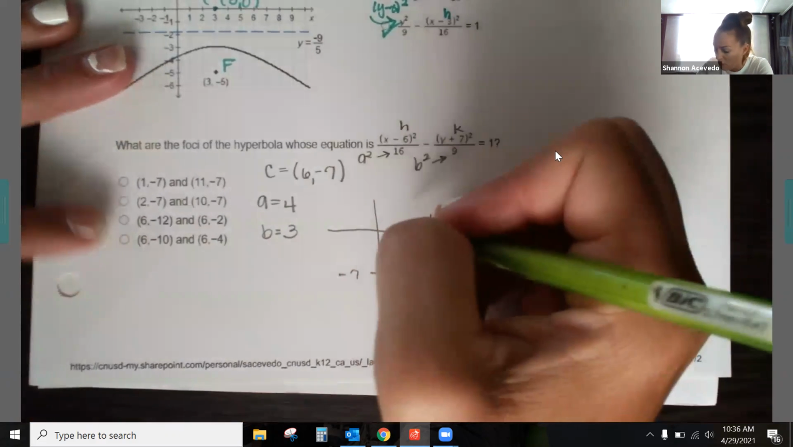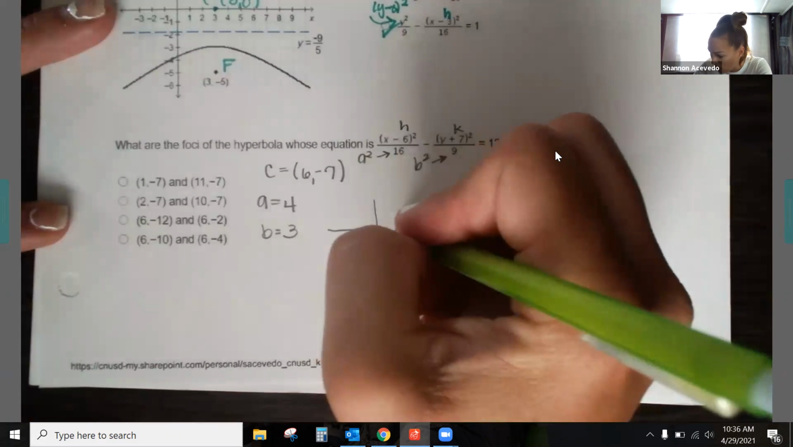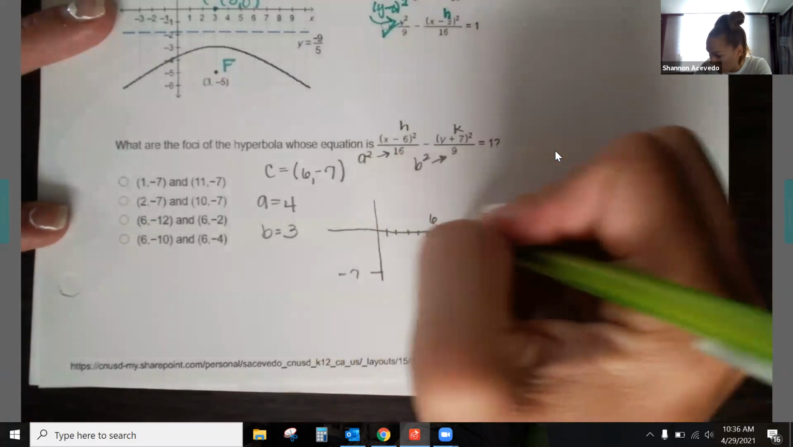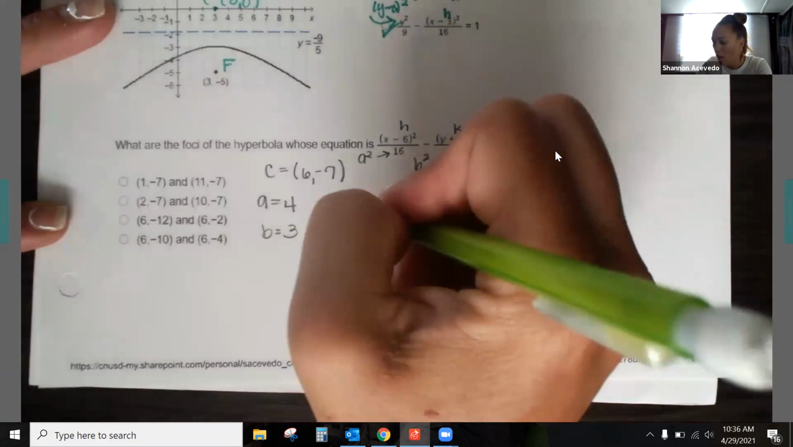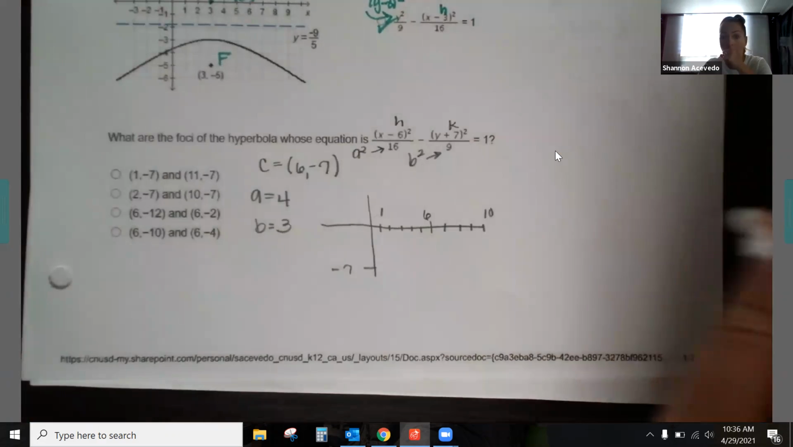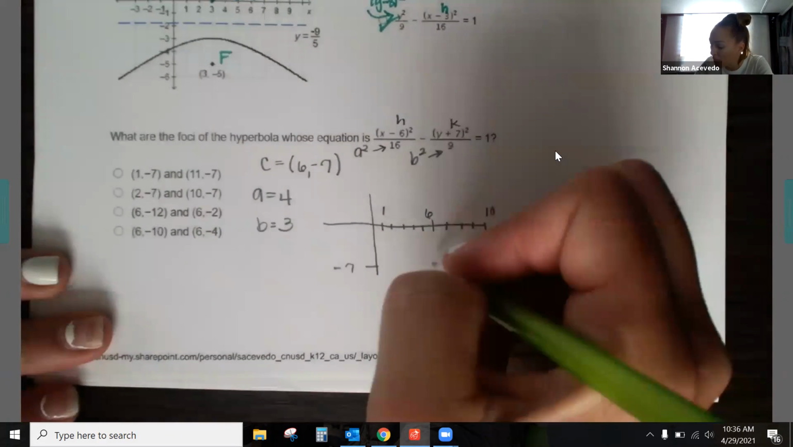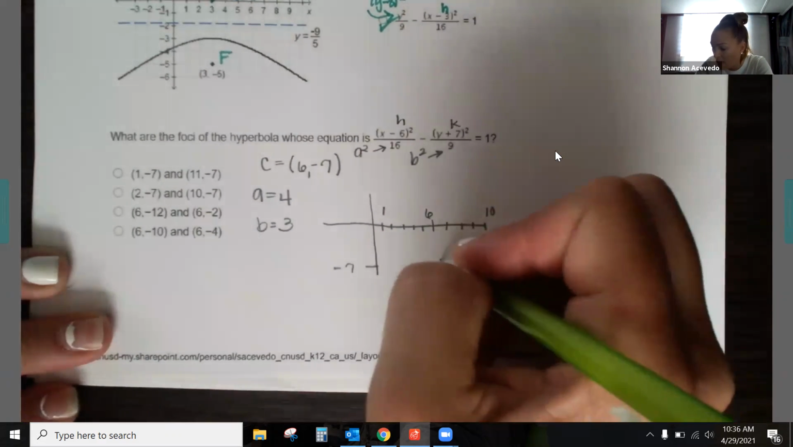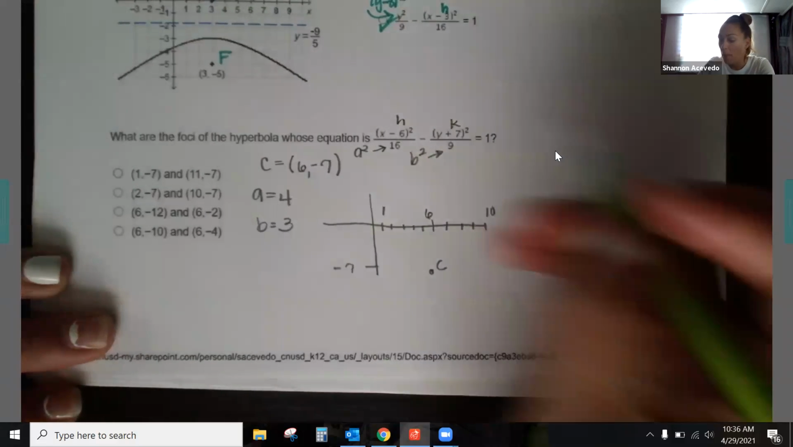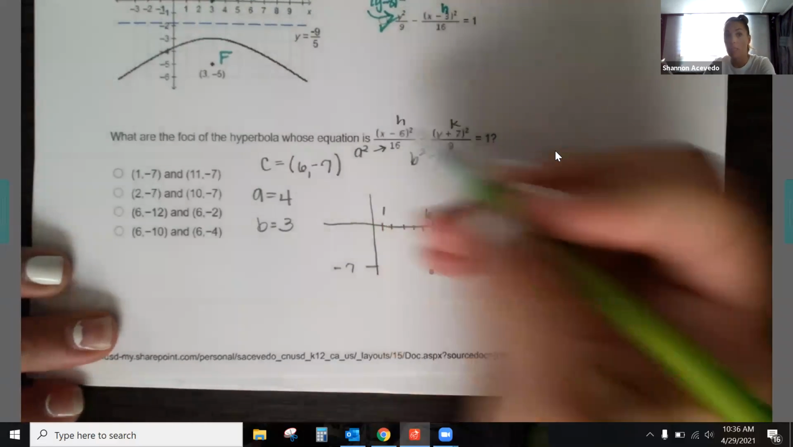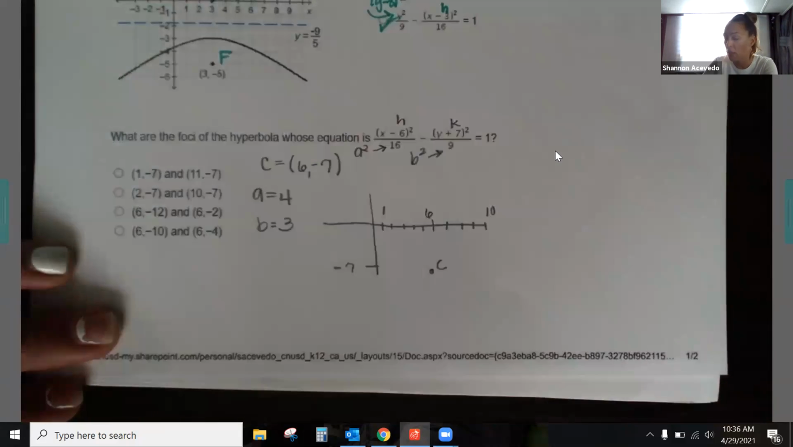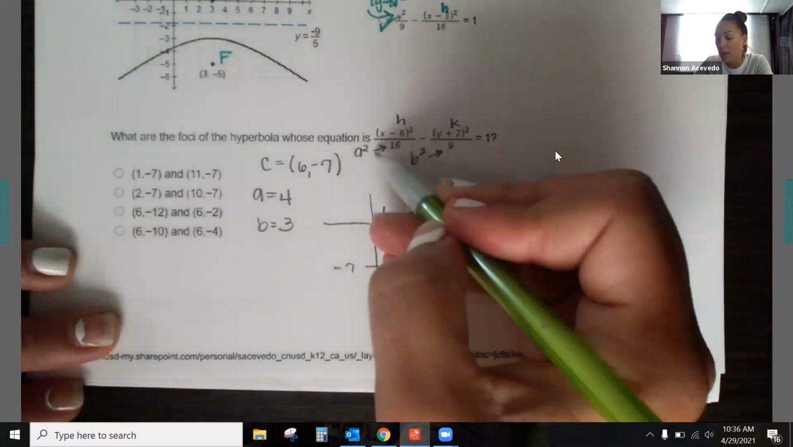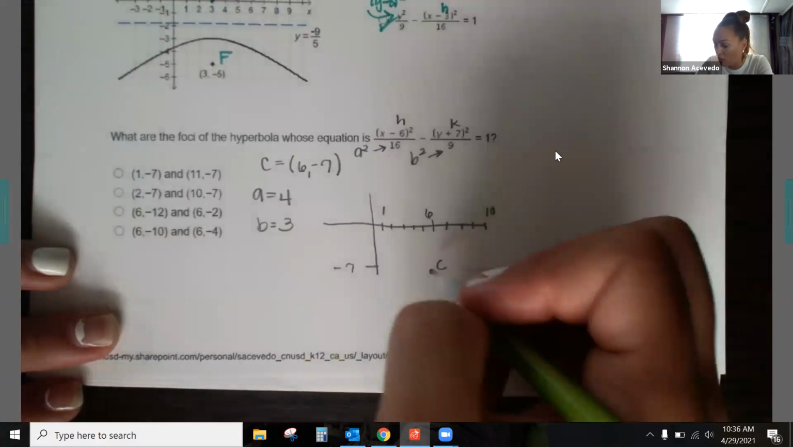-7. Let's see, 1, 2, 3, 4, 5, 6, 7, 8, 9, 10. Okay, so my center here is at 6, -7. My X value is first, which means then that I'm going left and right because the X axis goes left and right. So whatever one's first, that's the direction you're going to be counting. So I know then that if my A is 4, I'm going to go to the left.